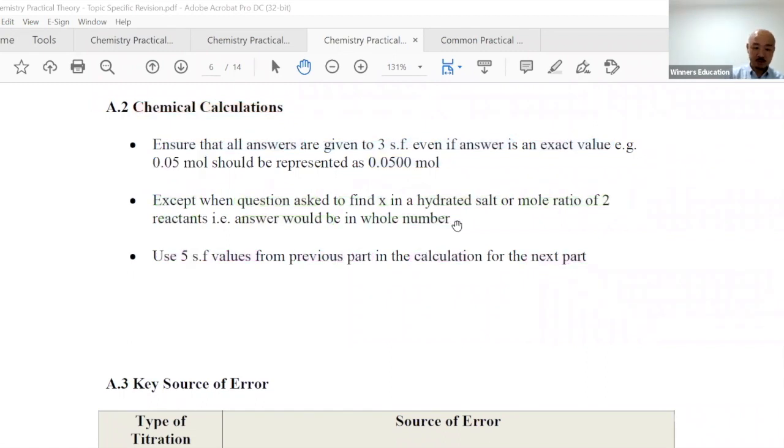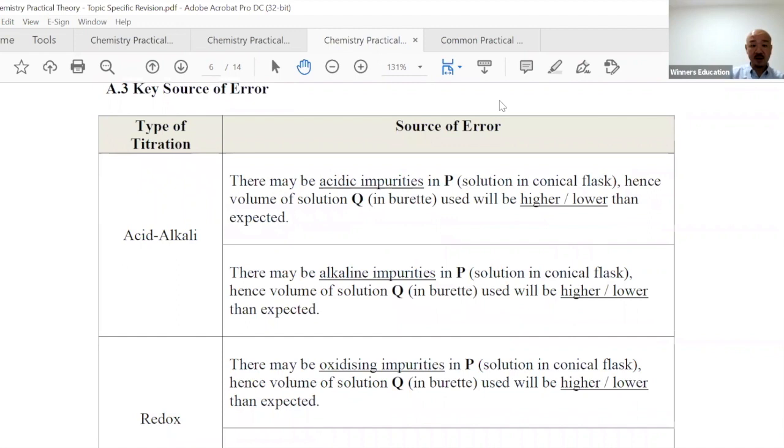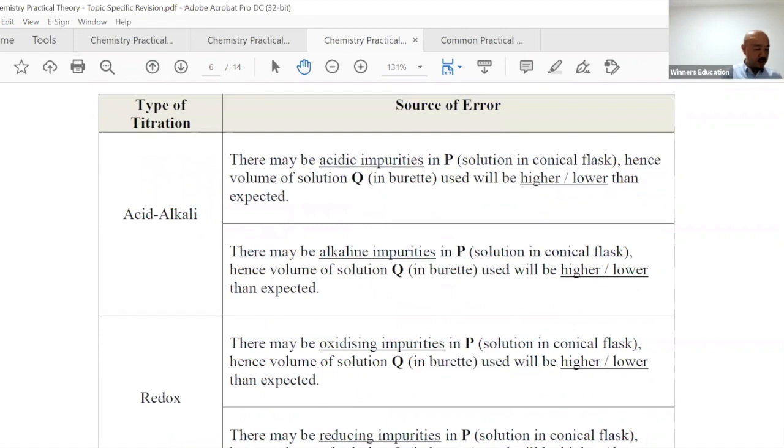Okay, now, here you go. Key source of the error. I want to complete this plus something else. This is the one that you all wanted to look at, right? Key sources of error for titration. Okay, I want you to think through. What's the error? Acid alkali, also known as acid carbonate, right? It's the same, right? Acid alkali and acid carbonate. For example, these two are very similar. Kind of titration.